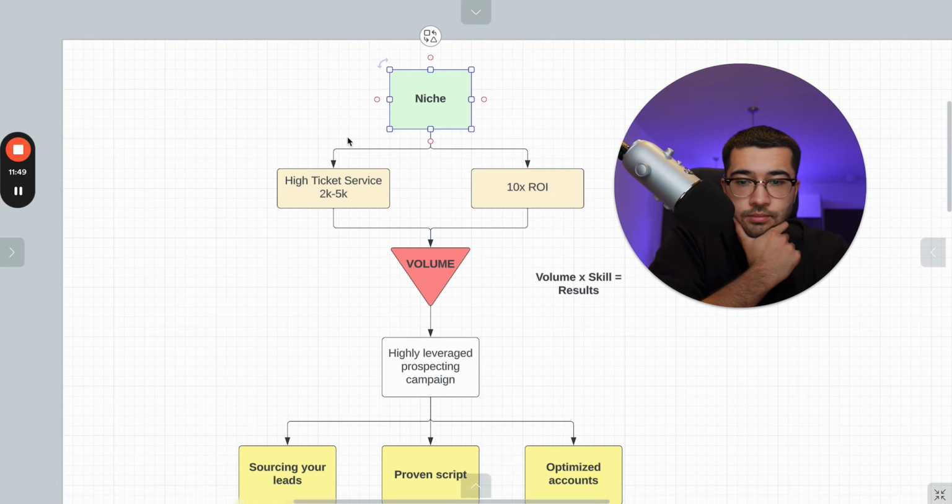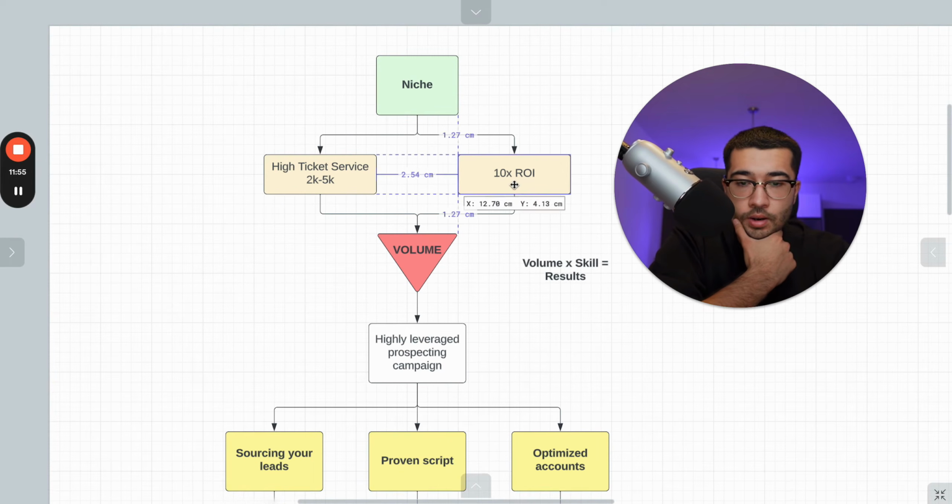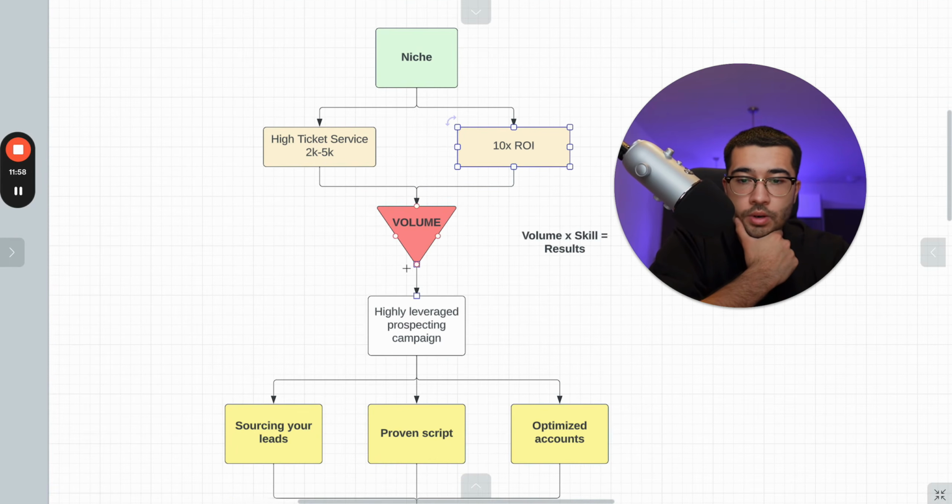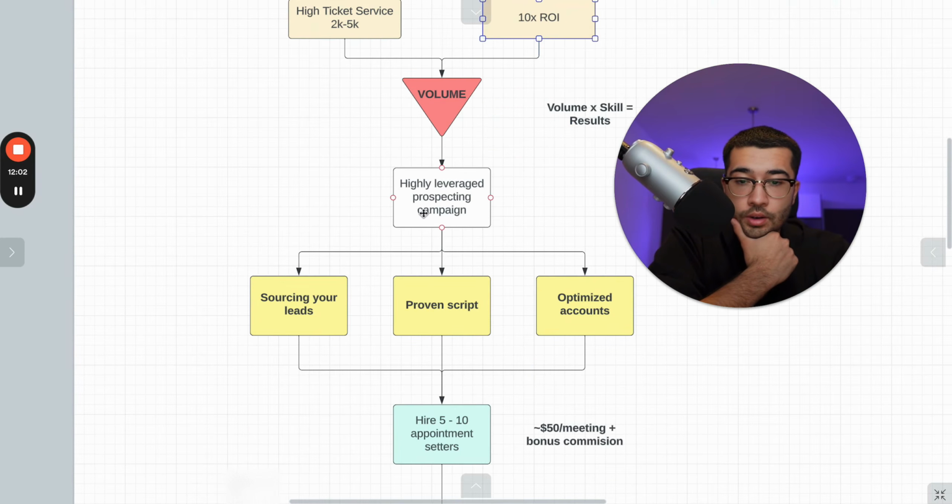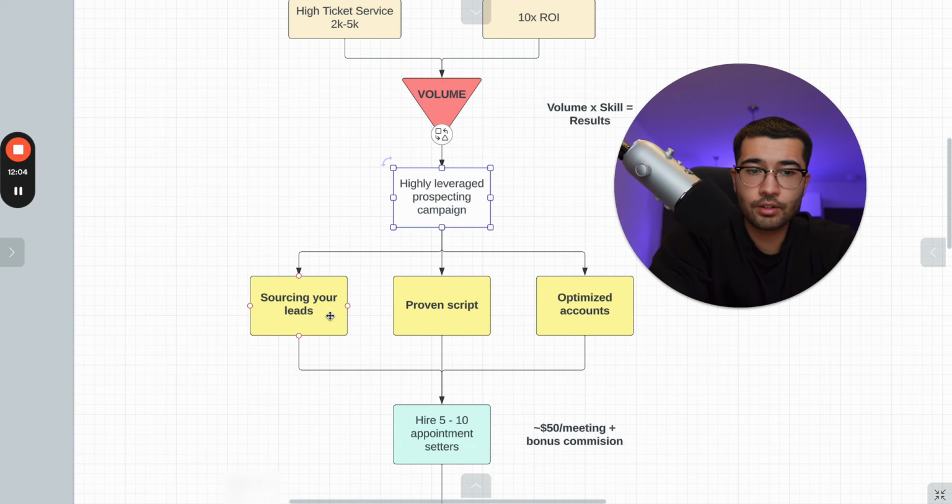So as you can see, traditional stuff: you pick a niche, you sell a high ticket service, like appointment setting, 2K, 3K per month. Ideally you get them a really nice ROI, and volume, as mentioned, is the most important thing. From there, you want to have a leveraged prospecting campaign.